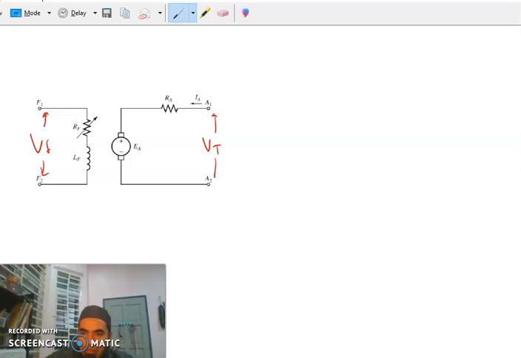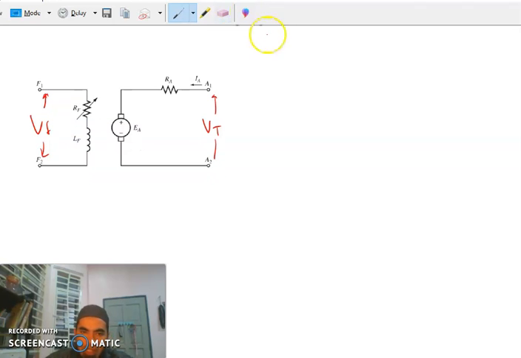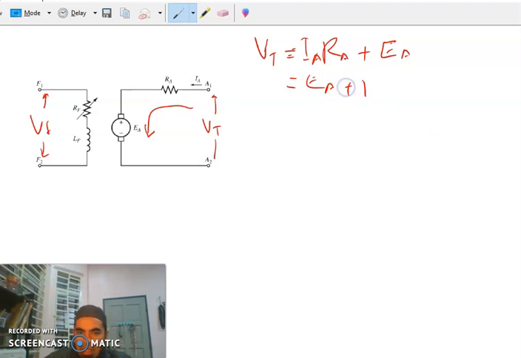As for this circuit, you just apply KVL. Let's say you apply it to the armature circuit. So VT is equal to I times RA plus EA. Or we can write it as the standard formula, which is EA plus IA RA. Both are the same.